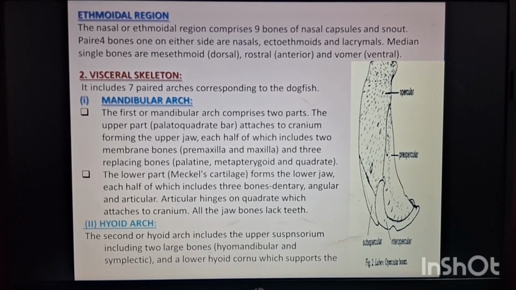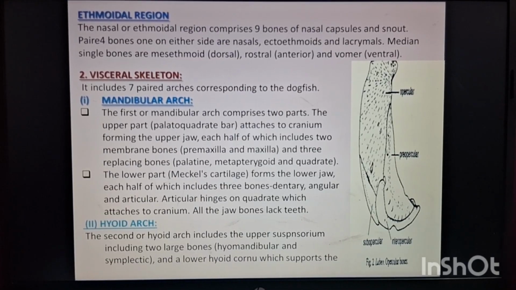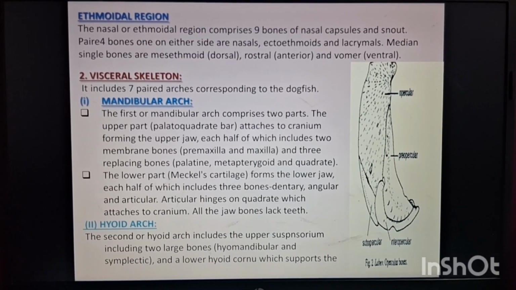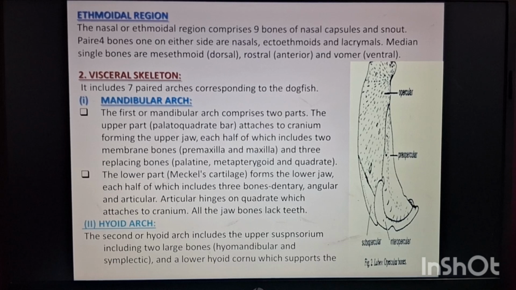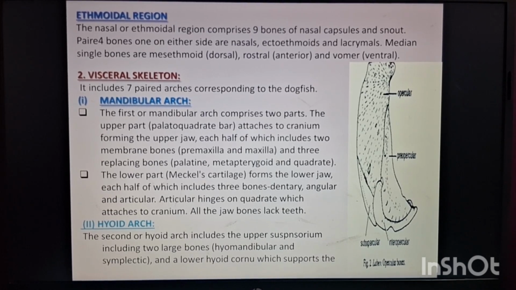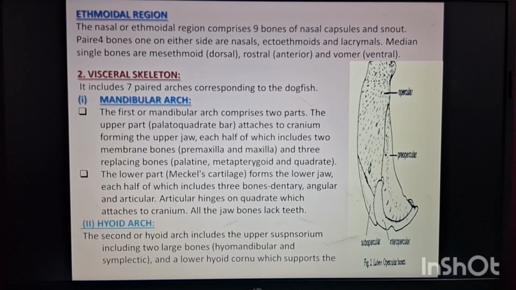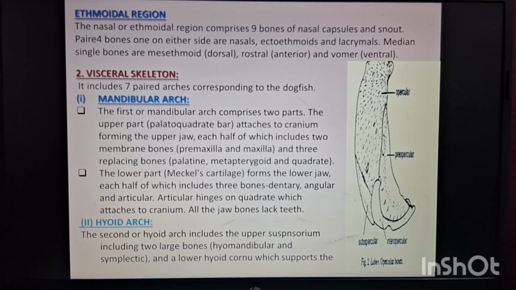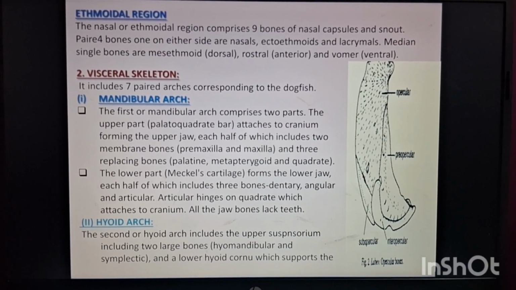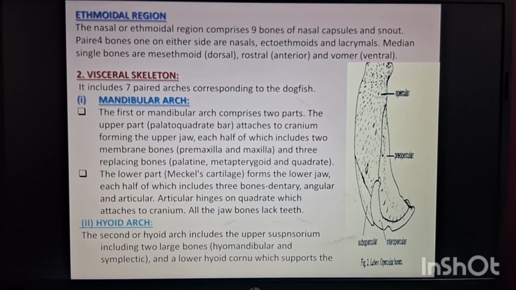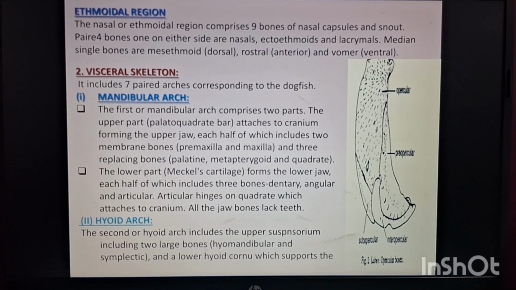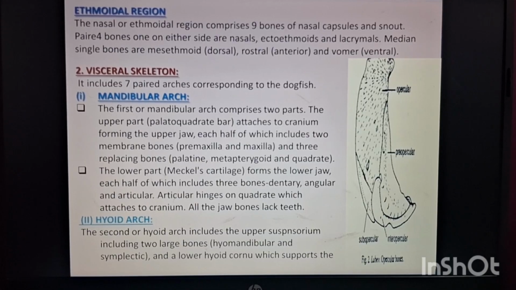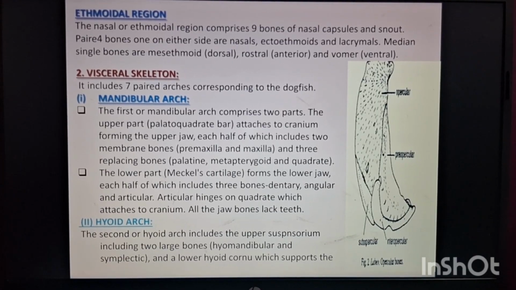First is the visceral skeleton. It includes 7 paired arches corresponding to the dogfish. First is the mandibular arch. The first or mandibular arch comprises 2 parts. The upper part, that is the palatoquadrate bar, attaches to the cranium and forms the upper jaw, each half of which includes 2 membrane bones, that is premaxilla and maxilla, and 3 replacing bones, that is palatine, metapterygoid and quadrate.